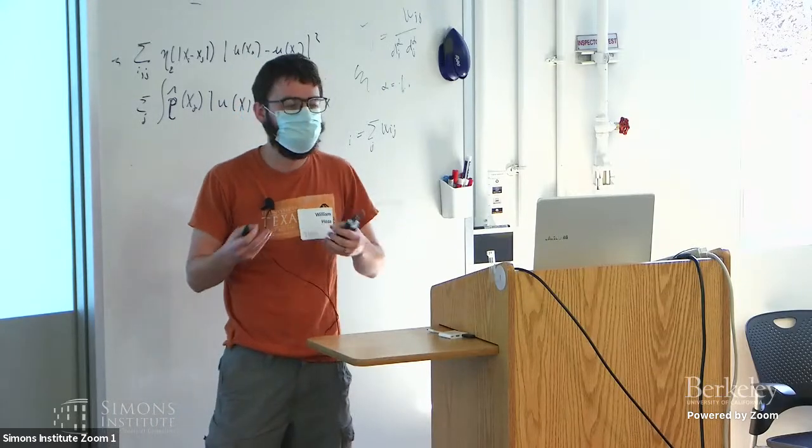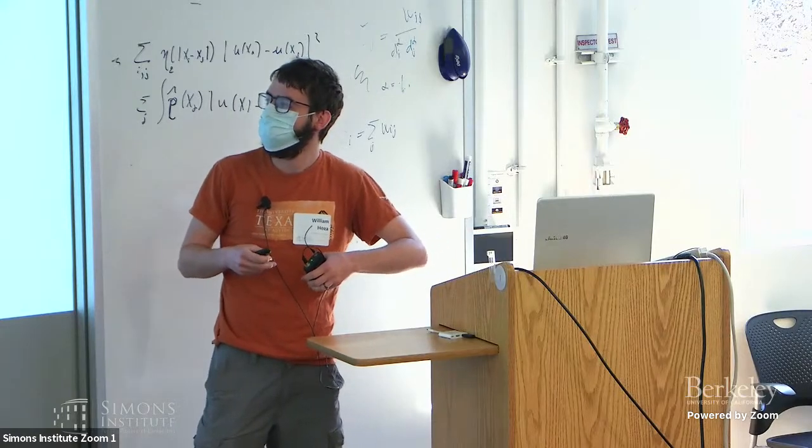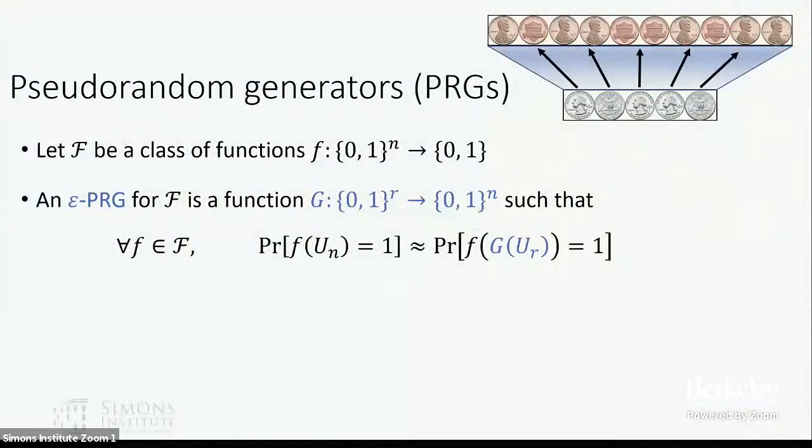Right, so a pseudorandom generator is a function that stretches a short, truly random seed out to a long pseudorandom string. And the way we make this pseudorandomness condition precise is that we consider some class of functions, this script f, and we require that the output of this generator looks random to every function in that class. Okay, so the acceptance probability of a function in that class should be approximately the same, whether we're plugging in truly random bits or pseudorandom bits.